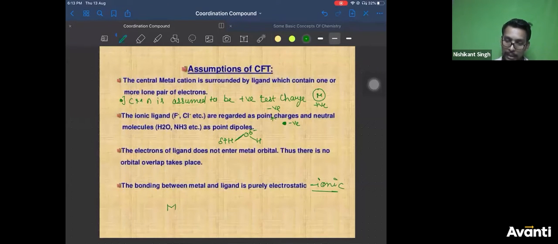Right? So now the metal is assumed to be positively charged. The negatively charged ligand is assumed to be negative charge. So there is no donation of lone pair of electrons. Positive and negative charges will attract each other to form an ionic bond. This is what it says. And a neutral molecule may be a dipole, negative and positive. Again, the negative end of the dipole will be attracted by the metal atom to form an ionic bond. This is what it means.